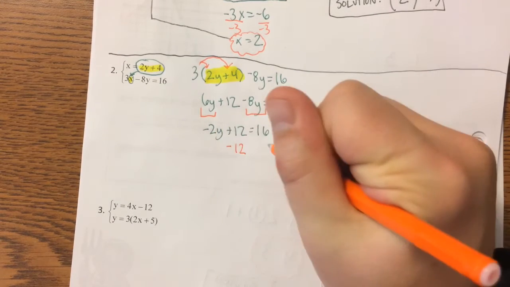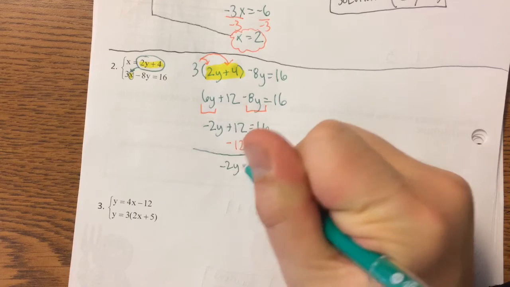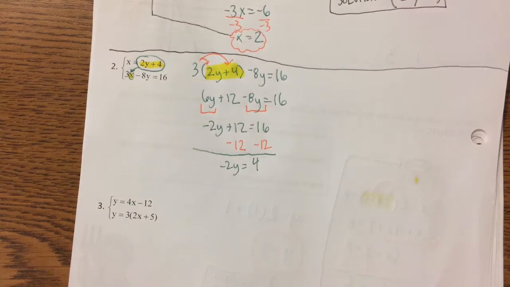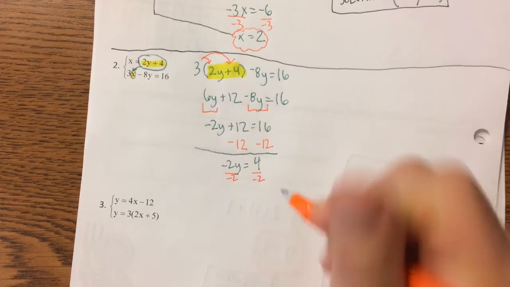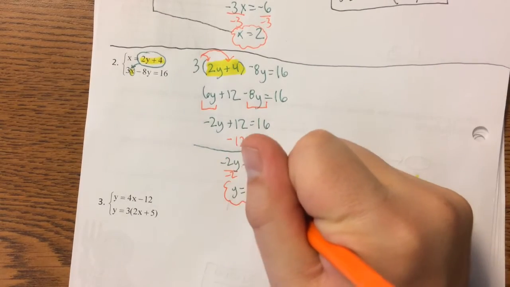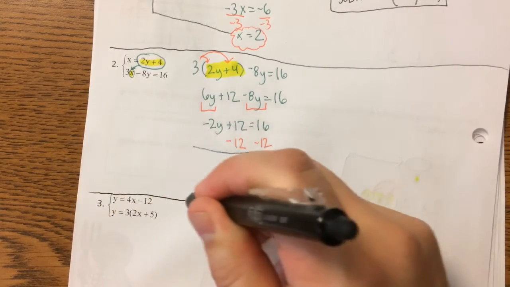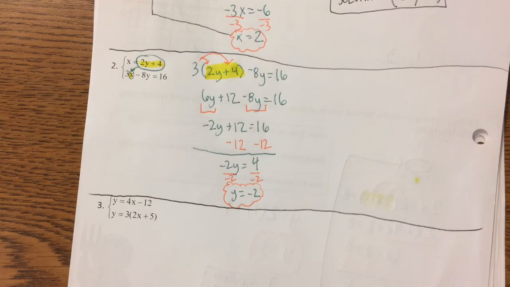Now I've got to subtract 12. That gives me negative 2y equals 4. So for this problem, what is the y coordinate going to be? Negative 2, yeah. So we got the y first here, and it doesn't really matter which coordinate you get first, whether it's x or y. Just make sure you're keeping track of that. When you write your final answer, your solution, you're always going to write it x comma y, but which one you identify first is not important.